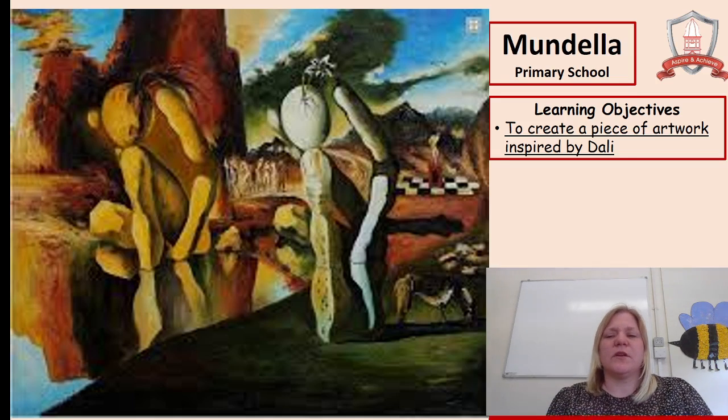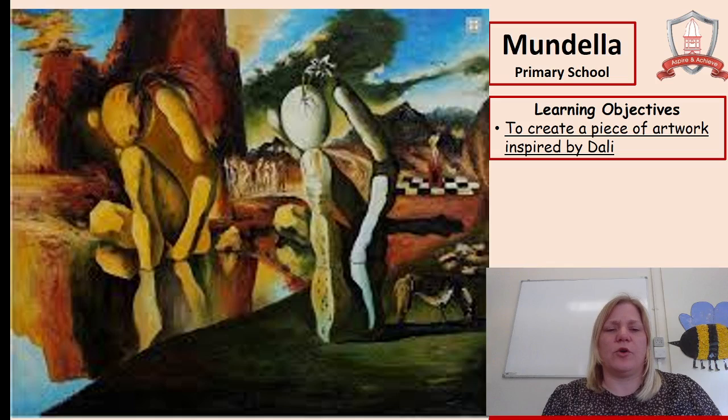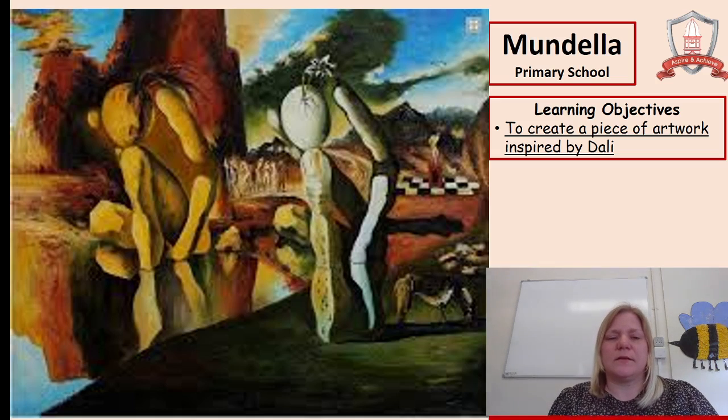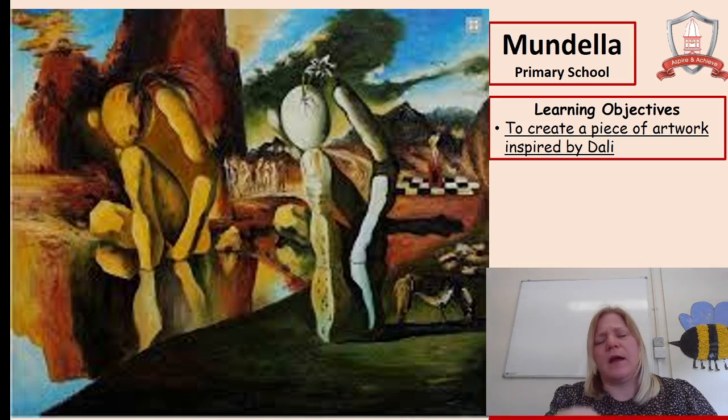So, I'm just going to show you this piece of artwork. It is by a very famous Spanish painter called Dali, and he painted this picture, and it is called The Metamorphosis of Narcissus. And I'm going to tell you the story behind the picture in a moment. Metamorphosis means the transformation, how something or someone changes.